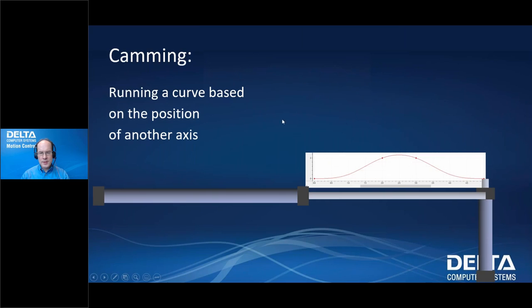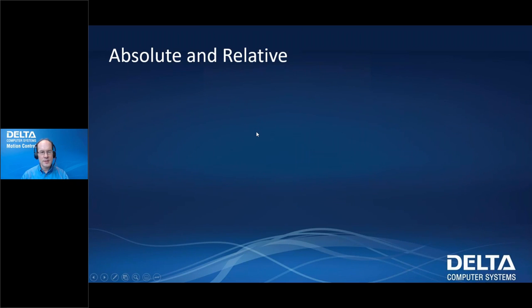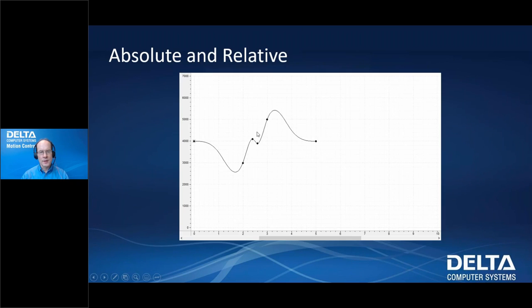So a few things related to camming is absolute and relative. So if we define a curve, for example, like this, starts at 4,000 and goes on to, from 0 to 5, ends at 4,000, we can actually move this curve around, and let's call this the curve axis here, and then the master axis. This is called absolute when we're using the absolute numbers here.